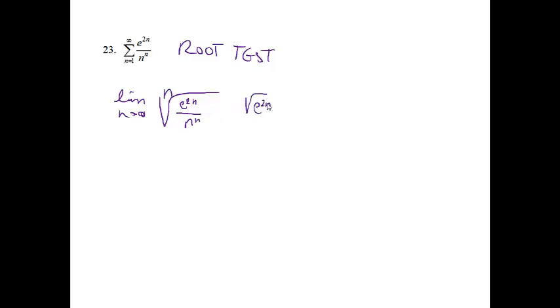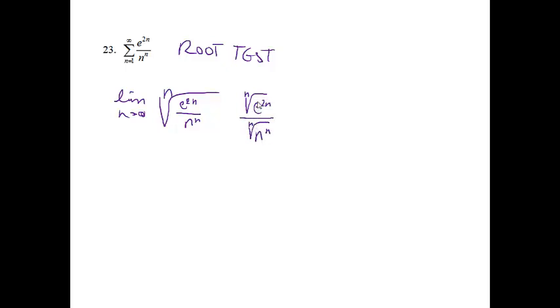All right, number 23. We have the series n equals 1 to infinity of e to the 2n over n to the n. And since I saw lots of powers on this one, I decided to do this as a root test. So we'll be finding the limit as n approaches infinity of the nth root of e to the 2n over n to the n. I then decided to separate these, so e to the 2n to the n.